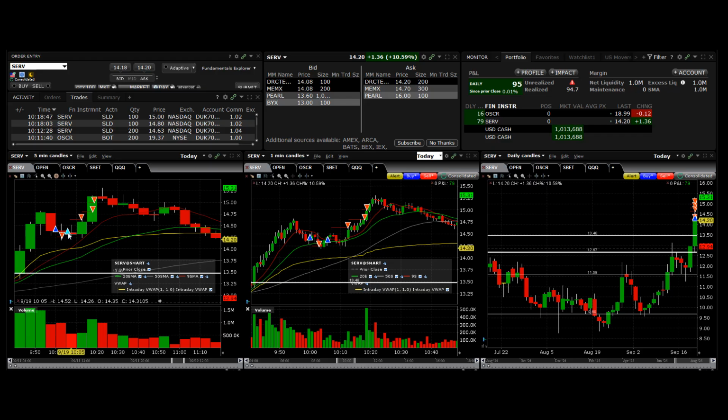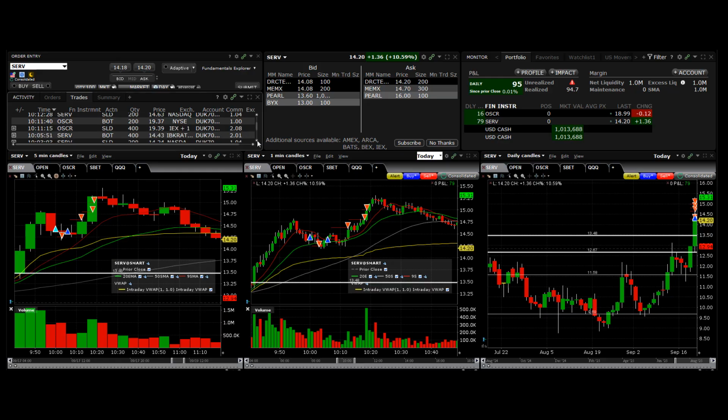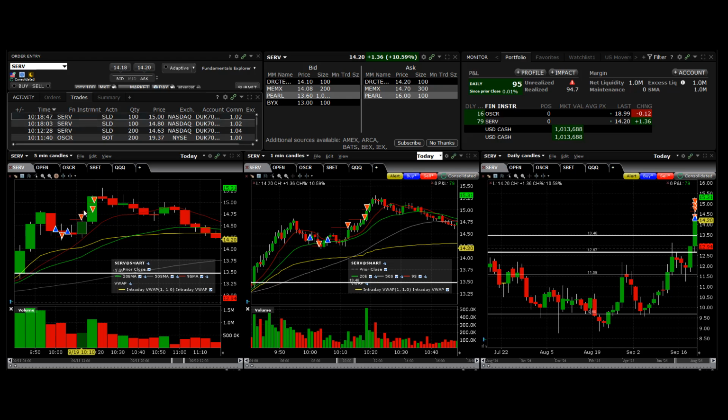You can see that I entered around, looks like 1450-ish, maybe 1440 something. Actually, let's see. As it turns out, we have records of all this stuff. So I entered, yep, here we go. Entered at 1443, and then I took my first partial here at 1463, and then at 1480, and then at $15. So that's what these were: 1463, 1480, and $15 even.